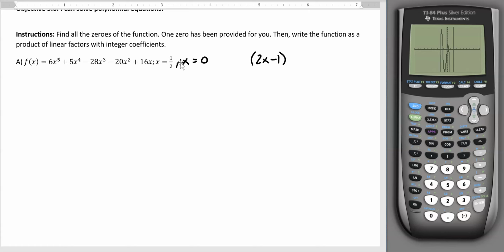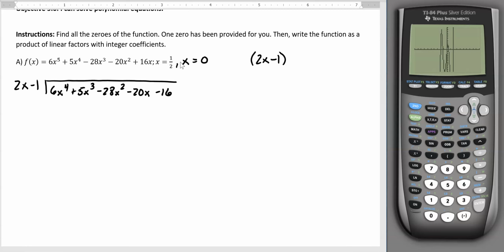So what I want to do is some long division, and divide out 2x minus 1 from this polynomial: 6x to the 5th plus 5x to the 4th minus 28x to the 3rd minus 20x squared plus 16x. And you know what I just noticed? I know x equals 0, so I'm going to factor out x and change all of these degrees by 1. So this will be 4, 3, 2, 1. I really don't need to write the 1, but I did that for you. All right, so let's do this here.